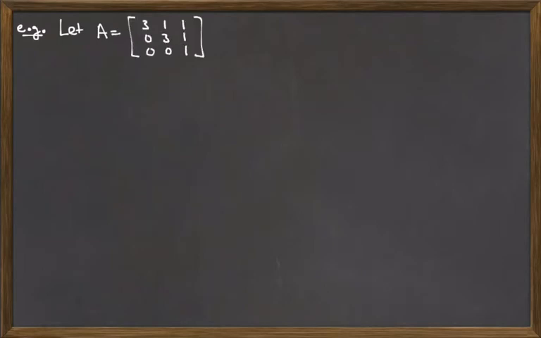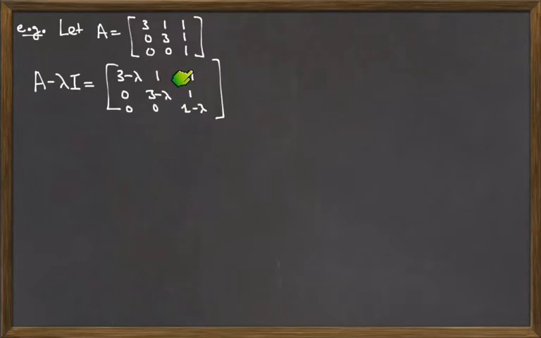Let's look at another example. Here I have an upper triangular matrix. It has 3, 3, and 1 along the diagonal, so it is upper triangular. We already know that the eigenvalues should be 3, 3, and 1 by our previous theorem, but let's just test this characteristic equation approach. I'll take A minus lambda I. That means I need to subtract lambda along the diagonal, and for the other entries nothing changes.